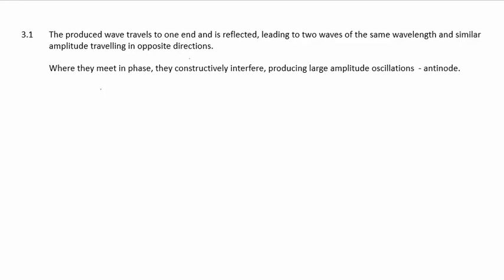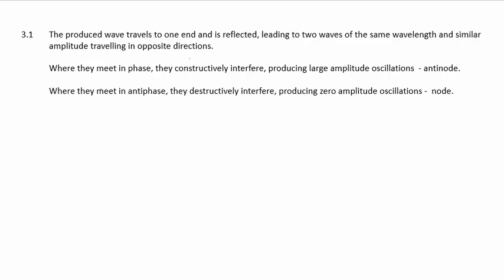Where they meet in phase, they will constructively interfere. This will produce large amplitude oscillations, which is an antinode. Where they meet in antiphase, they will destructively interfere. This produces zero amplitude oscillations, a node.